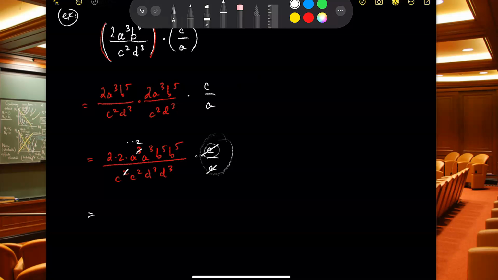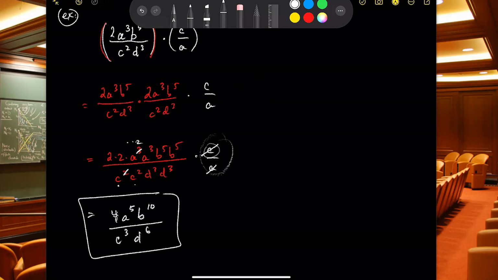So now we can just rewrite it. 2 times 2 is 4. A squared times a to the 3rd is a to the 5th. How many b's do I have? How many c's do I have? And how many d's do I have? Okay. So again, if that went really quickly, pause, rewind, go back through and see why we end up with the number of factors that we do here.